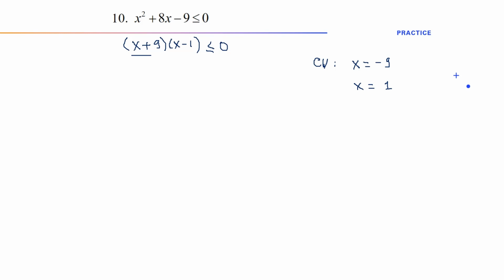Now we make the chart. So x plus 9, x minus 1, and then the product of the two, I call it result. And we have the number line. Here is negative infinity, and here we have positive infinity.